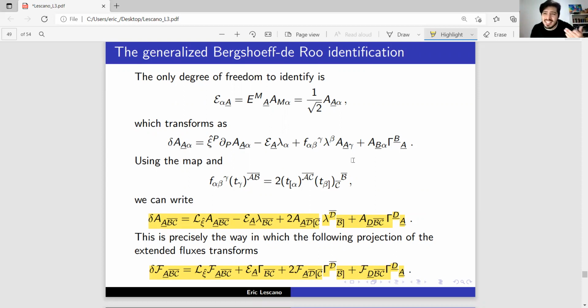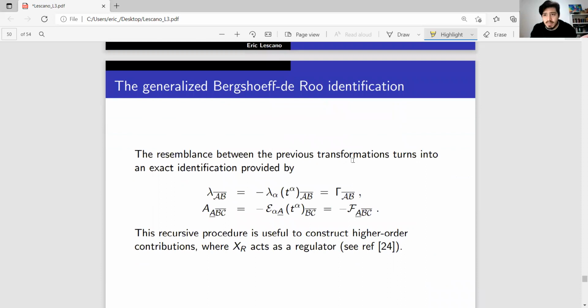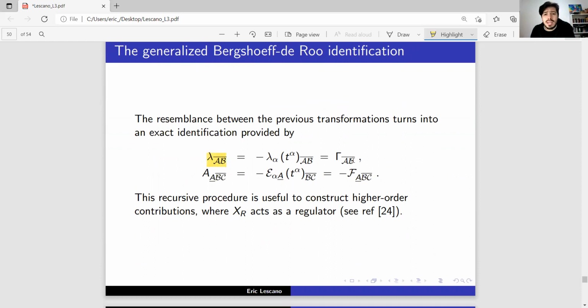The idea is exactly the same. It's very, very similar. We have the same relations. And since the gauge group is infinity, perhaps these same relations deserve a better mathematical study. But we perform this identification, this generalized version of the raw identification. We call this the generalized version of the raw identification, the full order identification. This identification is quite similar to the previous one. We have a minus sign over here, but it's a recursive procedure useful to construct higher order contributions, where XR acts as a regulator. This is a very nice aspect of the construction.